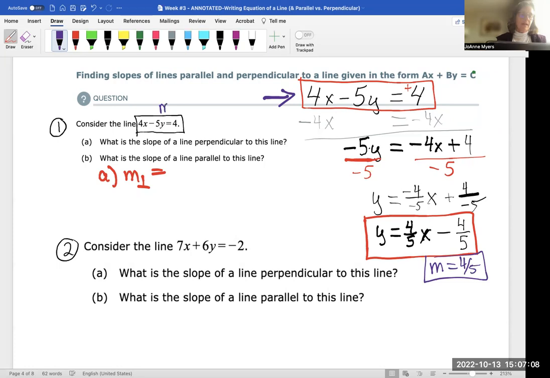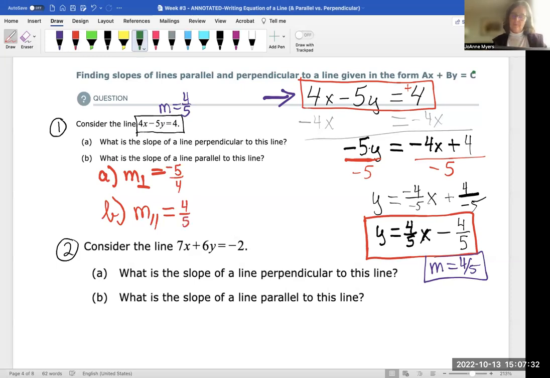So this line has slope 4/5. So the slope perpendicular will be 5/4. Instead of positive, we need to make it negative. B, what's the slope parallel to? And two straight lines is the abbreviation for parallel. Parallel is just exactly the same thing.